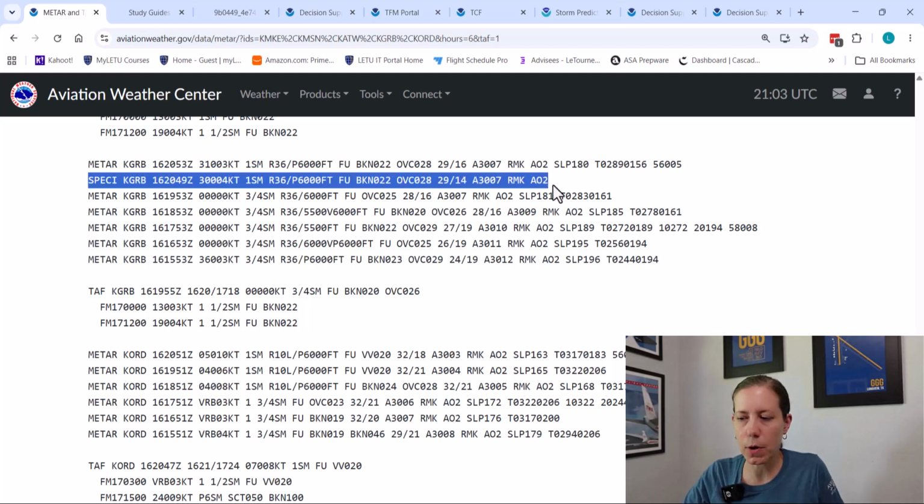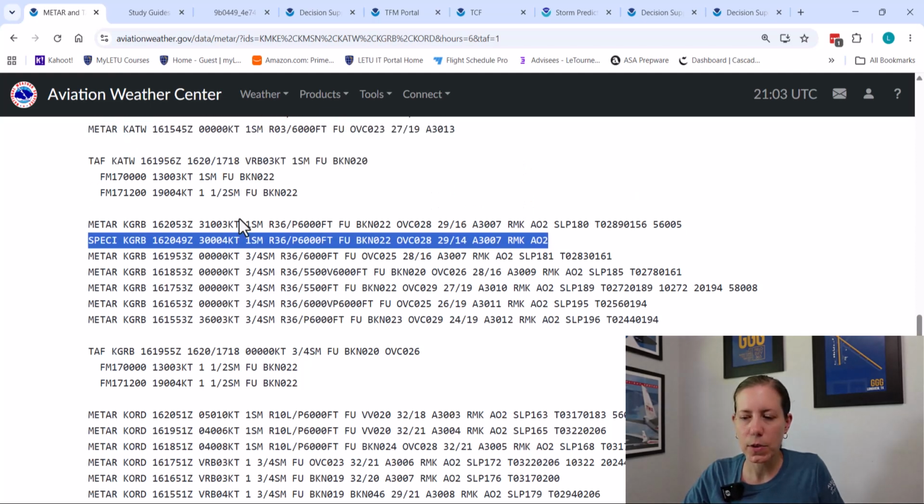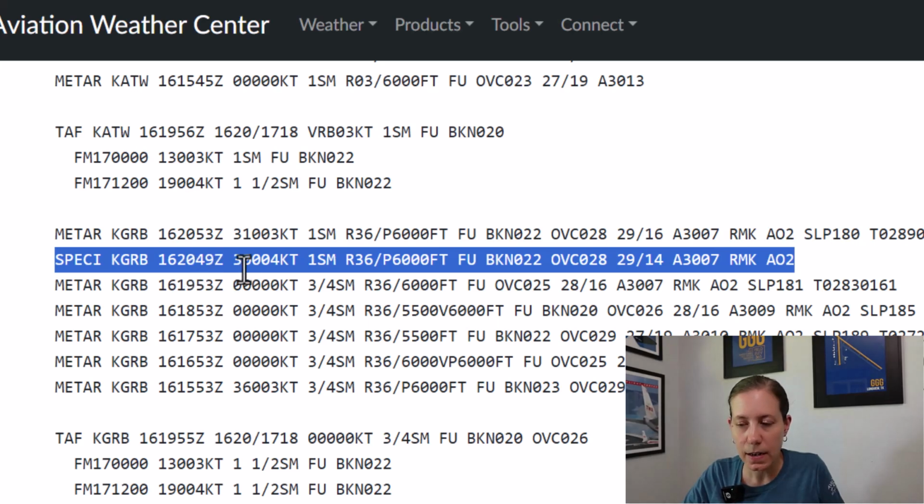Here is an example of one right here in Green Bay, Wisconsin, and this one came out on the 16th at 2049, and I'm not 100% sure what prompted them to issue this other than the visibility went up, possibly the ceiling coming down, and the wind started, but it's only 4 knots. So I'm really not sure why they made that SPECI, but that's an example of how you would see it on a METAR series.